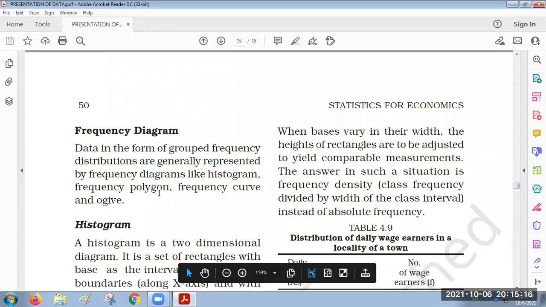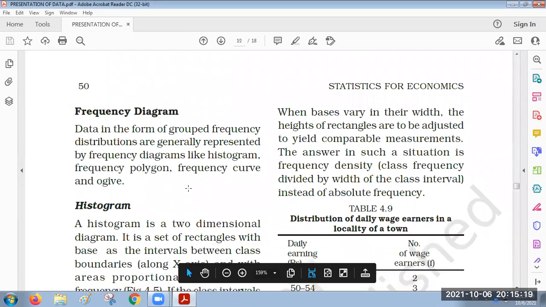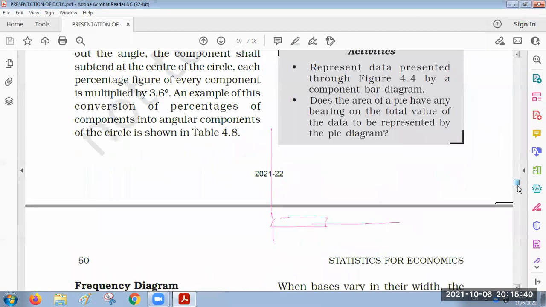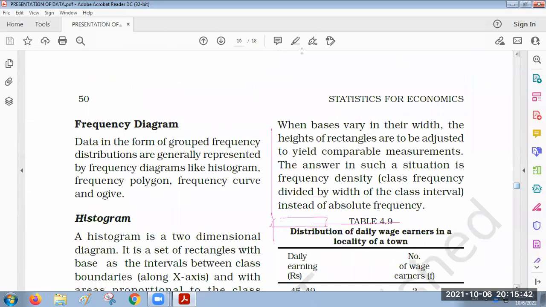Coming to frequency diagrams. Frequency diagrams, as mentioned earlier, are based on the frequencies. What is a frequency? These are the values as mentioned in the table. You can see it, this is a frequency distribution table. So frequency diagrams take the values of the frequency distribution tables, and based on that you are going to draw diagrams.